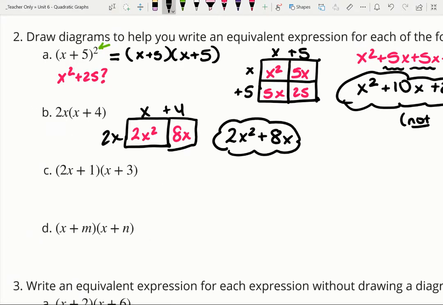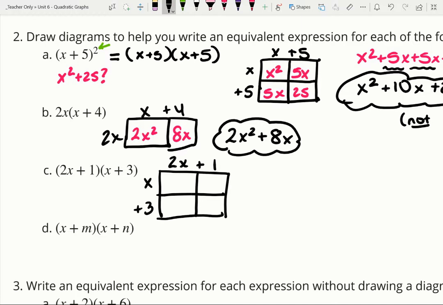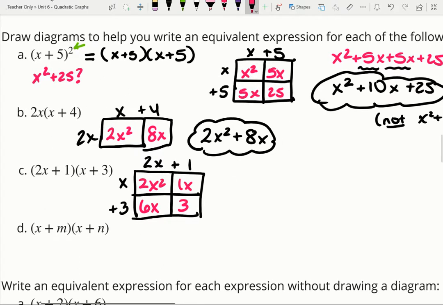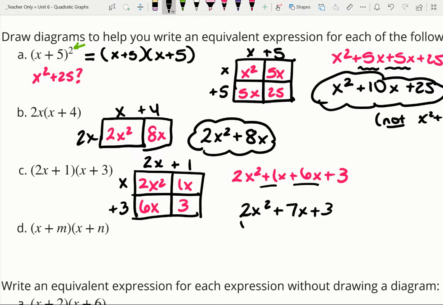Again, a little box. Your box probably looks different. That's okay. That's really the best part about this: when we say an area, we don't really know what x is, so our diagram can look a little bit different. So we get 2x squared and 1x and 6x, and 1 times 3 makes 3. So 2x squared plus 1x plus 6x plus 3. Our whopping grand total, we've got some like terms in the middle there: 2x squared plus 7x plus 3.